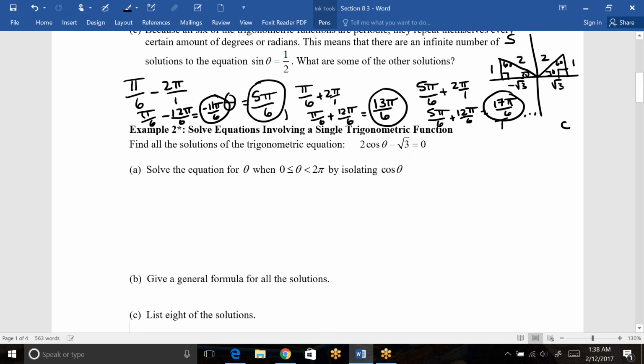Okay, so let's look at another example. So this says we want to solve the equation involving a single trig function. So find all the solutions. That means we will go around the circle as many times as we can, infinitely. And this is our equation. So we need to solve the equation for theta. For this first piece, we're going to just go between 0 and 2 pi.